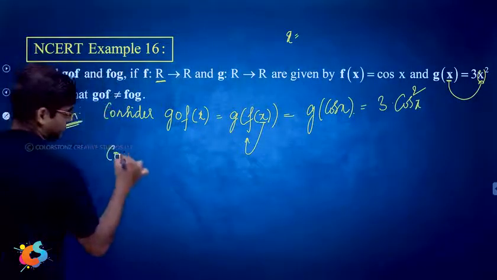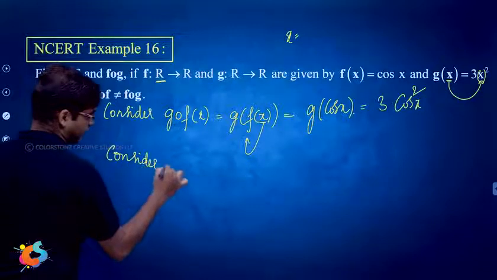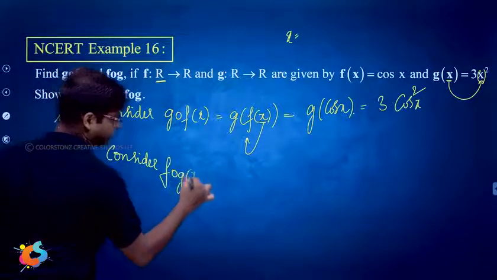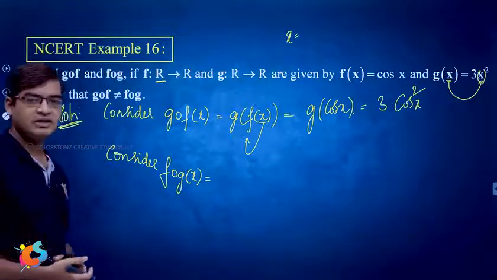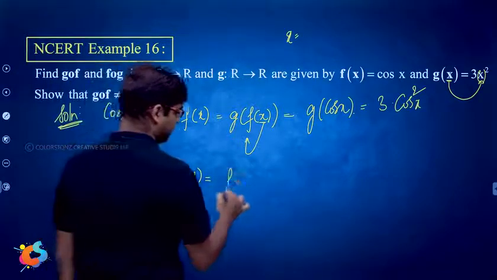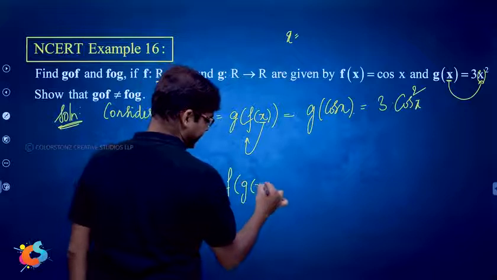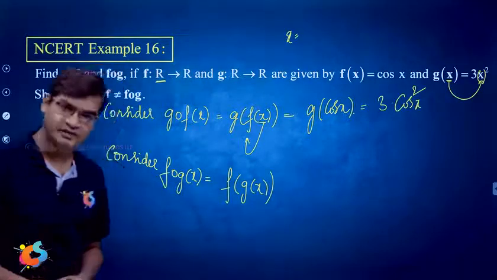Next, consider f circle g of x. Now what is f circle g of x? As all of us know, it can be written as f of g of x.